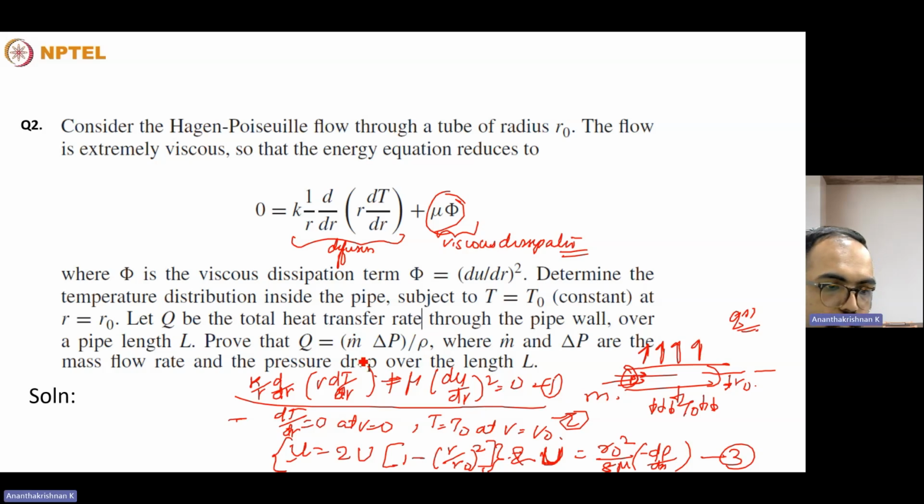So we should try to arrive at the temperature profile. We have the u value, we have the du by dr. So we have the velocity profile straight away, so we can write du by dr from here. That is dependent upon r and r0. Based on that, we can arrive at the final temperature profile. So T minus T0, the temperature with respect to the wall, is equal to mu into U squared divided by k. This is the final equation.